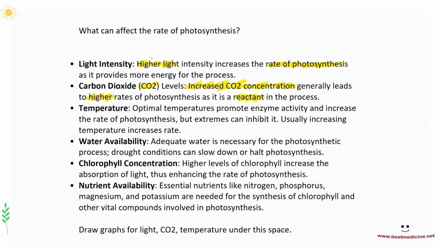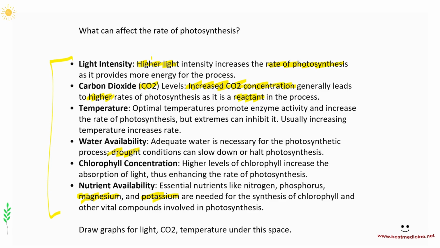Water availability. Of course, water, again, is a reactant. Adequate water is necessary for photosynthesis. Drought conditions can slow down or halt photosynthesis, okay? Chlorophyll concentration. Chlorophyll is the means by which we're able to absorb light, so if you cannot absorb light, then photosynthesis would be decreased. Nutrient availability: essential nutrients like nitrogen, phosphorus, magnesium especially, which helps make chlorophyll, and potassium, which helps drive a lot of the enzyme actions. These chemical reactions are needed for the synthesis of chlorophyll and other vital compounds involved in photosynthesis. Okay, so all of these affect the rate of photosynthesis.